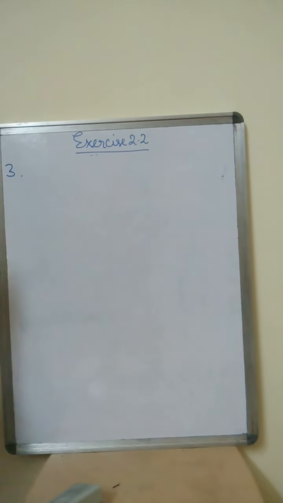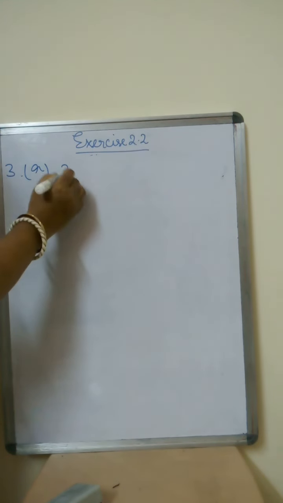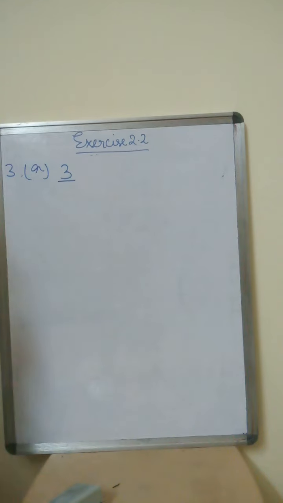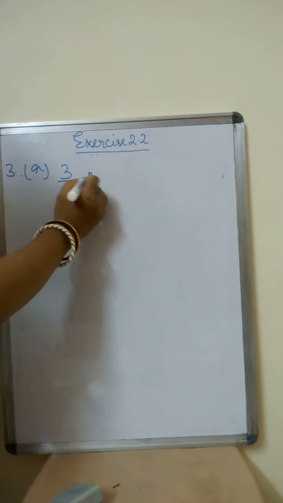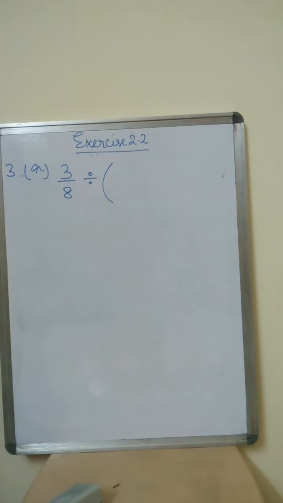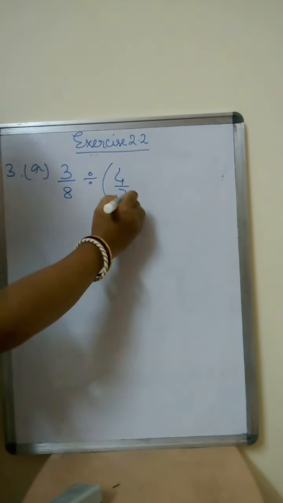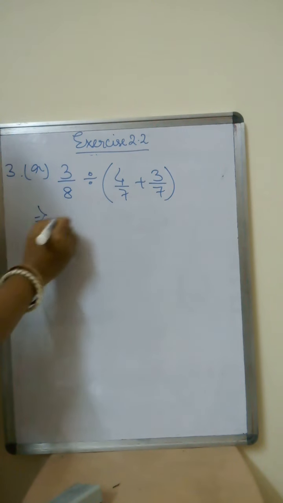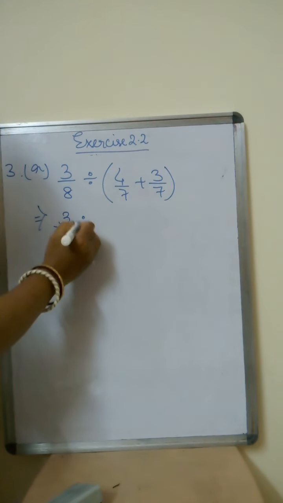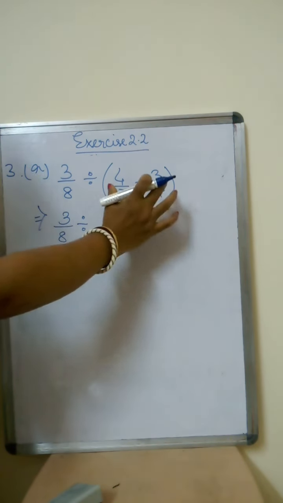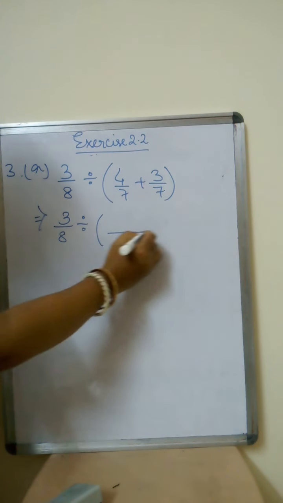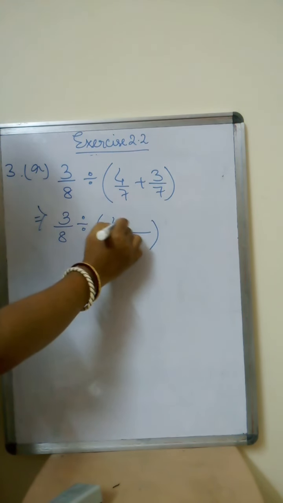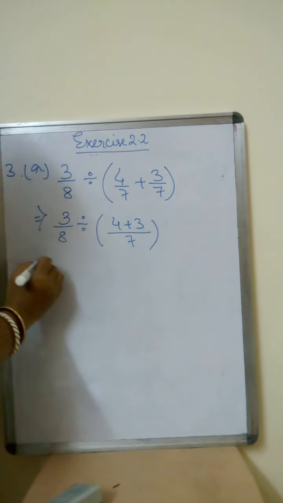So what is given in question number 3? Question number 3 is simplify. So what is the first one? The first one is 3 by 8 divided by, open bracket, 4 by 7 plus 3 by 7. So now here 3 by 8 remains the same. First we have to solve the one which is within the bracket. So here I take LCM as 7. So it will be 4 plus 3.